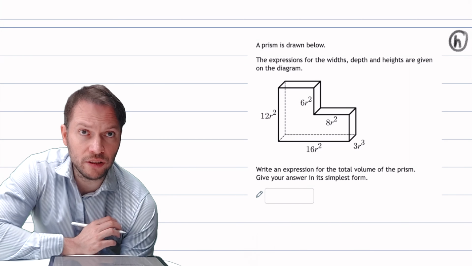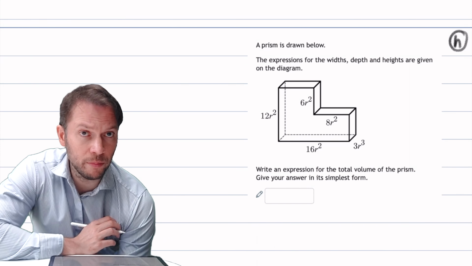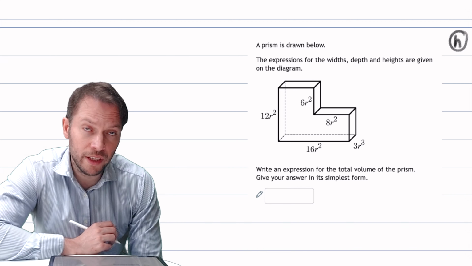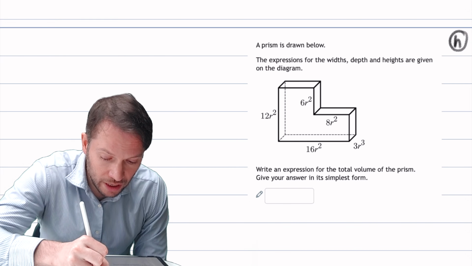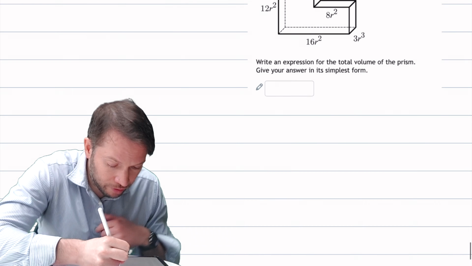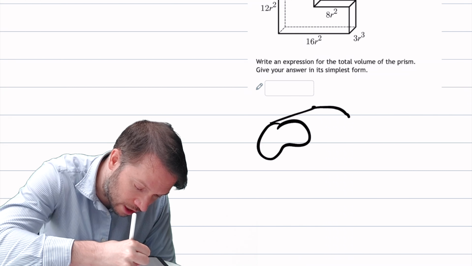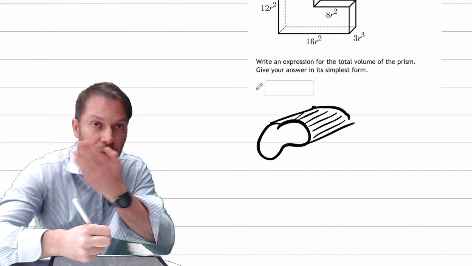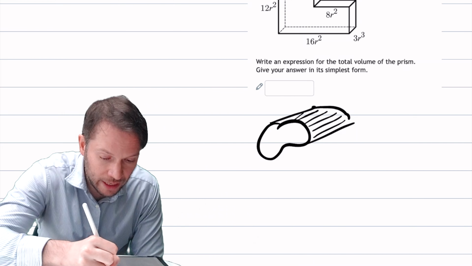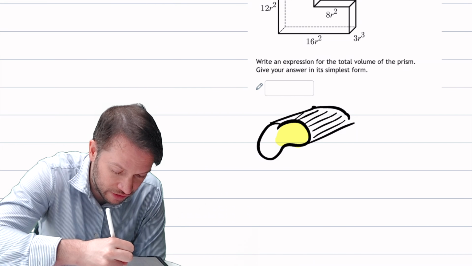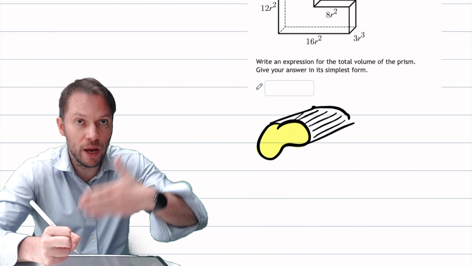Hi, in this video we're going to find the volume of a prism that involves algebraic lengths. And just to remind you what a prism is, it is a 3D shape such that wherever we cut the shape, we see the same cross-sectional area, this same area, this same shape wherever we chop it.